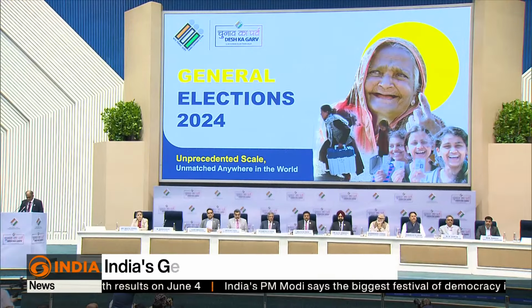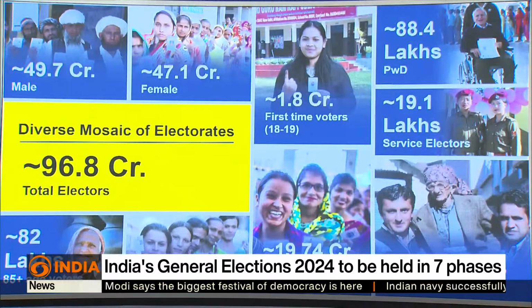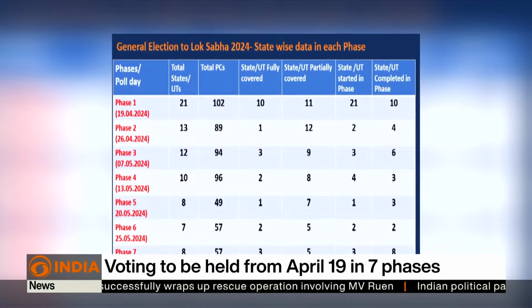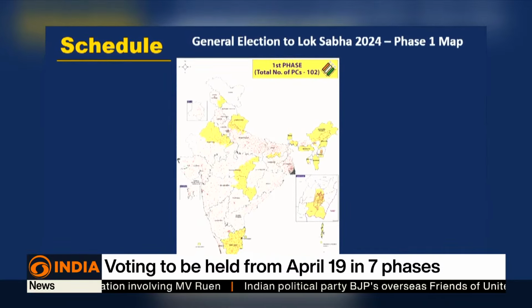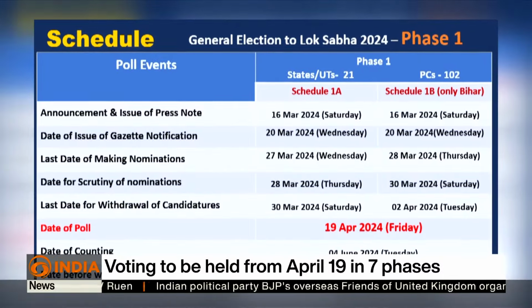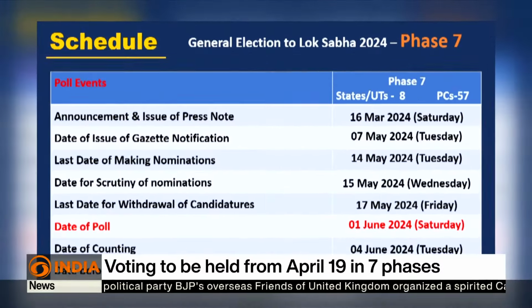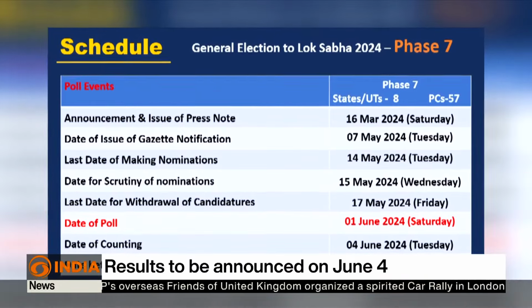India's Election Commission has spoken, unveiling the much-anticipated details for the upcoming elections. On Saturday, March 16, the Election Commission announced that the Lok Sabha elections will unfold in 7 phases, commencing on April 19. 21 states will cast their votes for Lok Sabha candidates in the inaugural phase on April 19, and results will be announced on June 4.